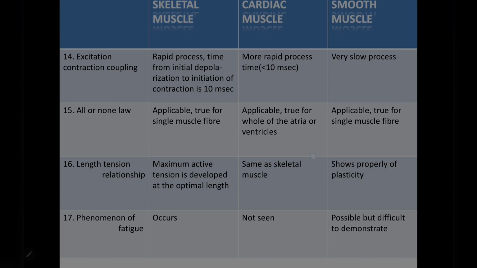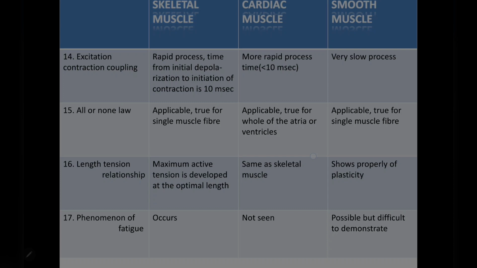Number 16 is the length tension relationship. In skeletal muscle, maximum active tension is developed at the optimum length. In cardiac muscle, it is the same as skeletal muscle, and smooth muscle shows the property of plasticity.